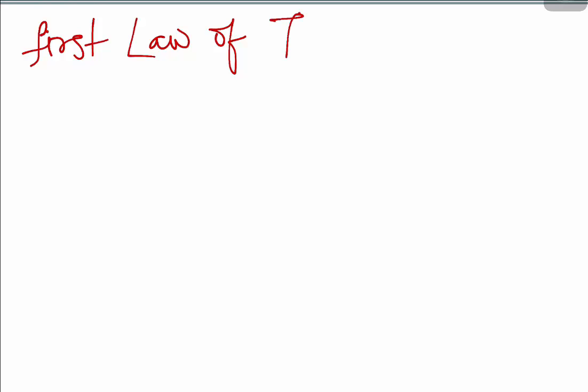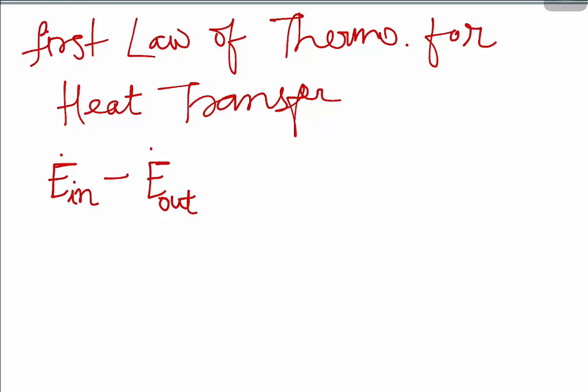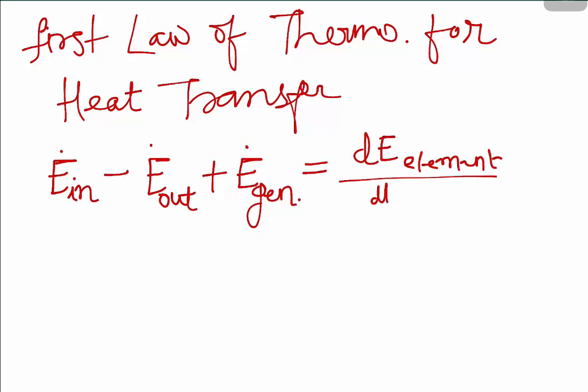Now let us write first law of thermodynamics for heat transfer, which is energy coming in, E dot in, minus rate of energy going out plus rate of energy generation inside the element, which will be equal to rate of change of energy content of the material.